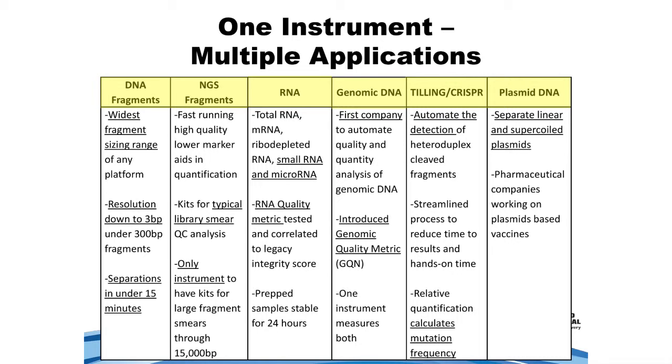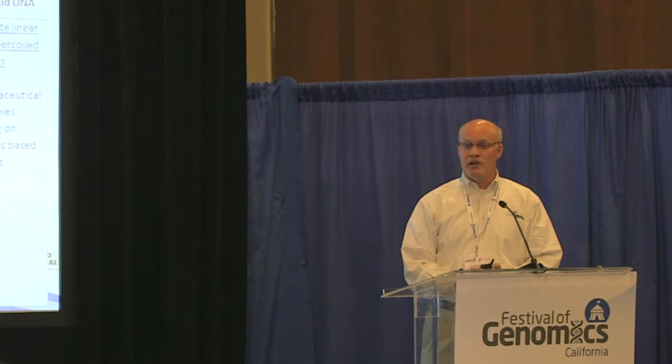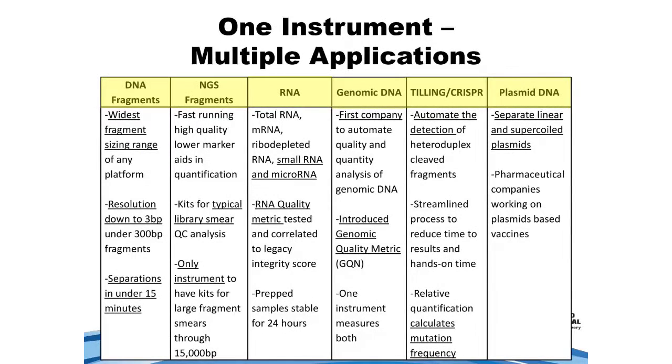We have gels for next-gen sequencing fragment analysis, both the typical size range of the Illumina and the Ion Torrent instruments, as well as large fragment smears like you might use on a PacBio instrument or a nanopore sequencer. Our instrument is the only instrument that has gels which can separate fragments through 100,000 base pairs and look at smears through 15,000 base pairs.